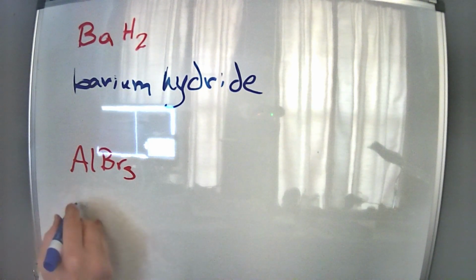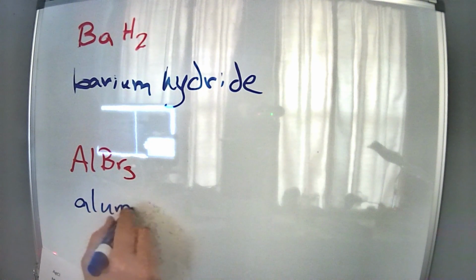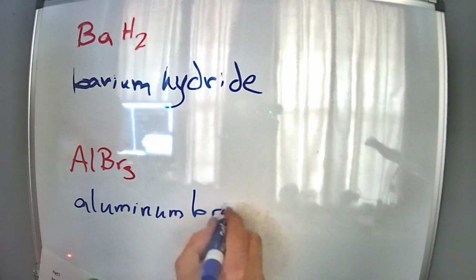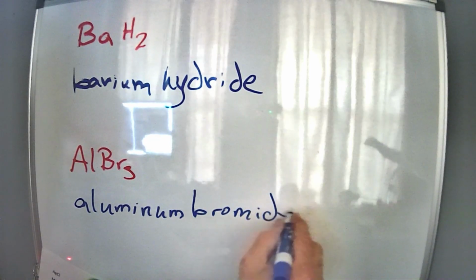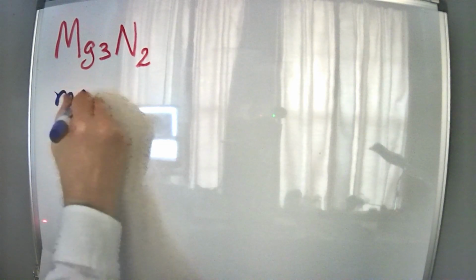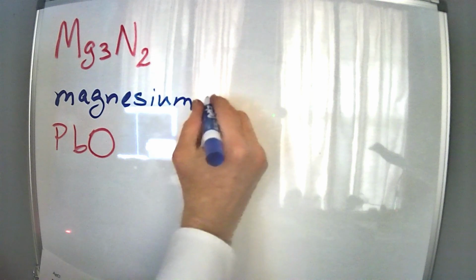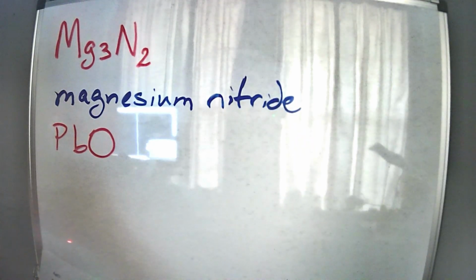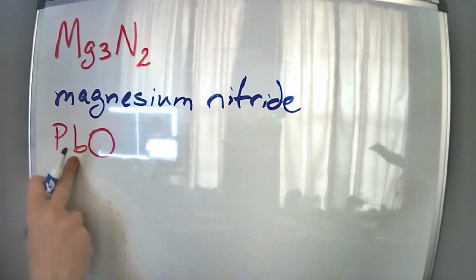Our next one, Al is aluminum, and Br is bromide. Okay, our next one here, we have magnesium. This is the nitrogen atom, so we're changing the ending to IDE, so magnesium nitride. Now this next one here, this is one of those ions that has multiple charges, so we're going to have to figure out which charges it's going to be.